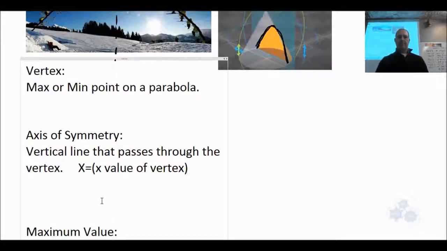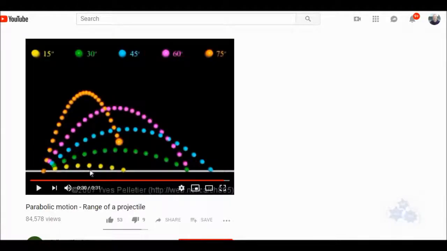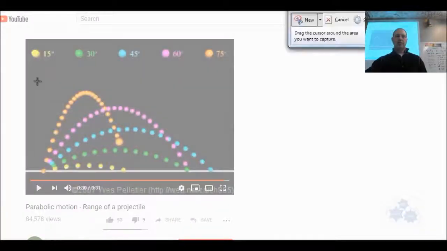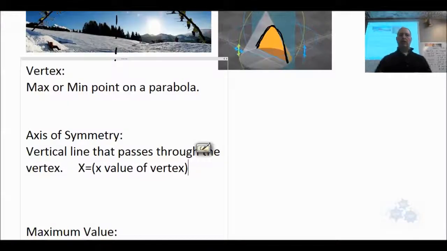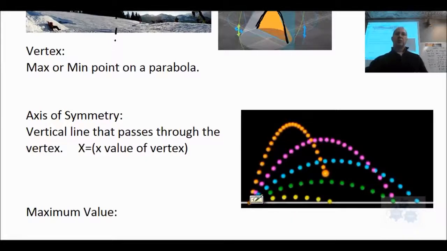Okay, if we go back to this little diagram right here, I'm just going to clip this into my notes. Just give me a second. Okay, so if we go back to this right here, I'll plop that right here. So on these parabolas, the vertex would be right here. That's the vertex. Okay, you see that?